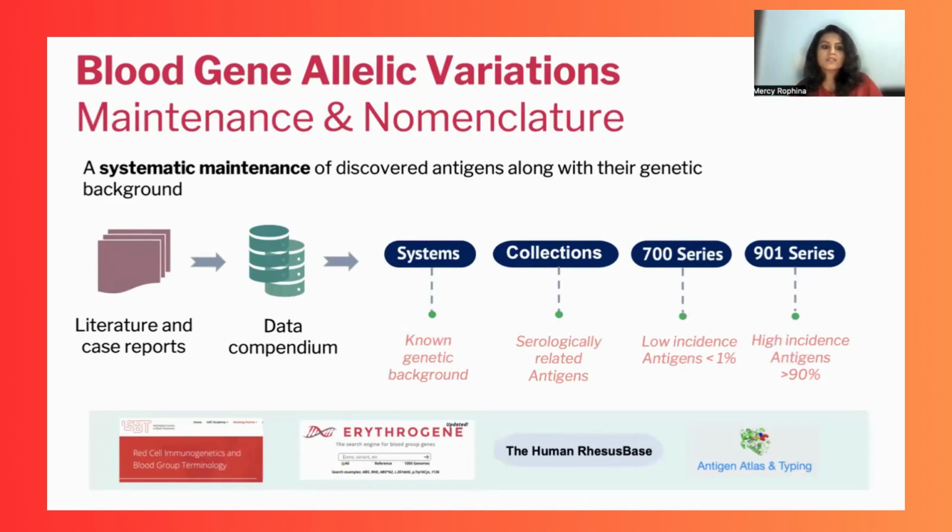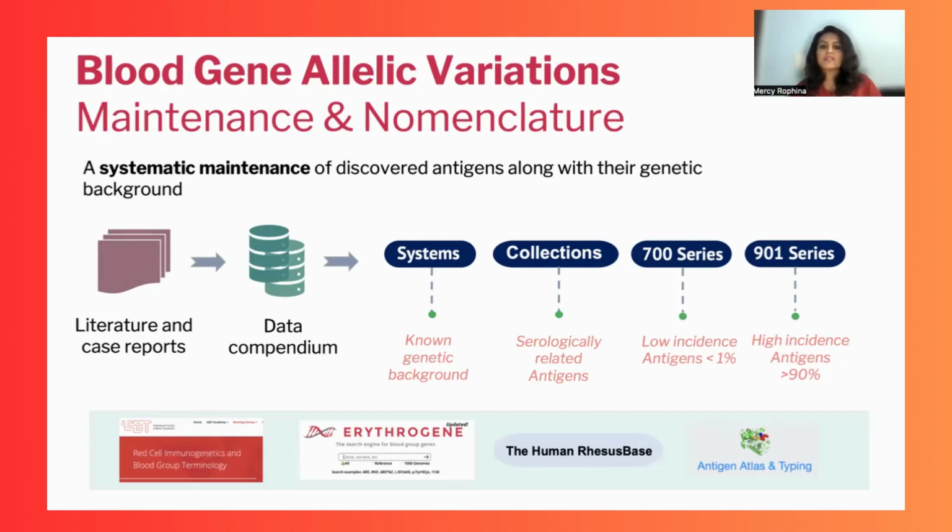They collect the literature and case reports which talk about newer and novel blood group antigens, and they systematically maintain a data compendium. Whatever information goes into this ISBT resource can be classified into four major categories. That is systems, collections, 700 series, and 901 series. Systems comprises all those antigens for which a very clear genetic background has been studied, explored, and validated.